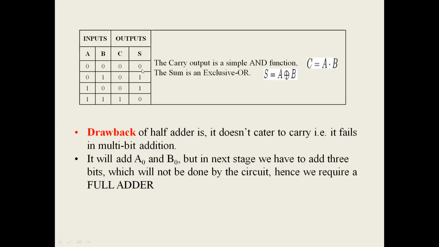So we can clearly see here that S is equal to A bar B plus A B bar. So the sum is S equal to A XOR B, and the carry C is clearly A B, as you can see here, A into B.